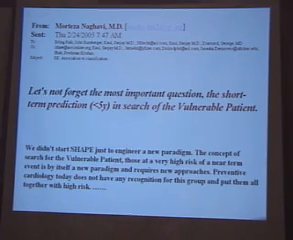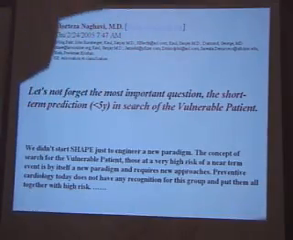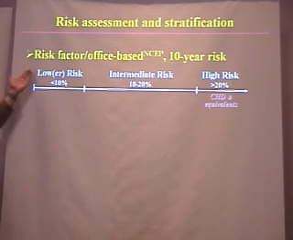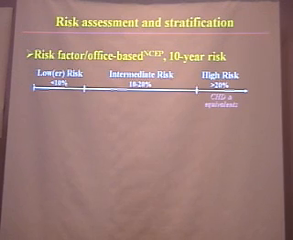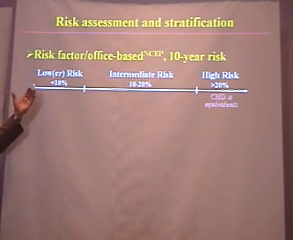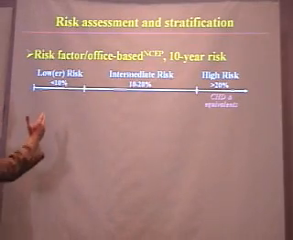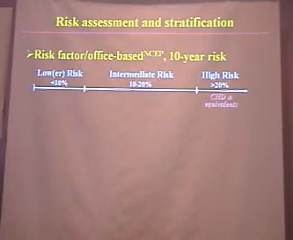So we said, let's not forget the most important question, the short-term prediction, you call short-term less than 5 years, in search of the vulnerable patient. You don't define in this email the vulnerable patient, but I know what you mean. So again, the approach today is risk assessment. It is based on risk factors. It's office-based. And you calculate whether the person is at low or lower risk of having a heart attack, not in the near term, but during the next 10 years, intermediate risk or high risk, also called coronary heart disease or coronary heart disease risk equivalent.